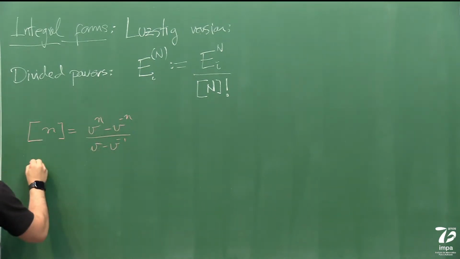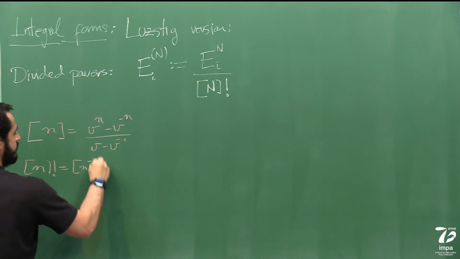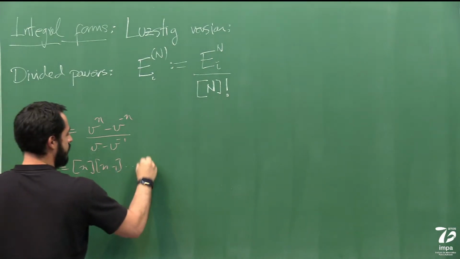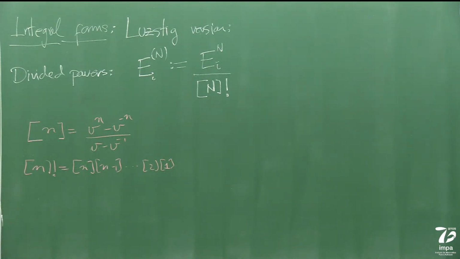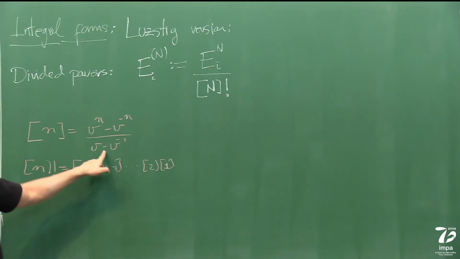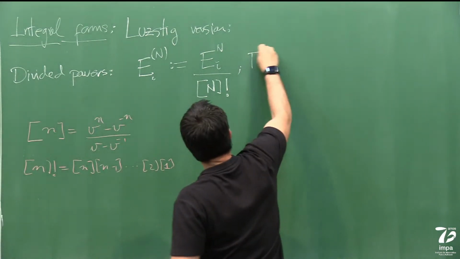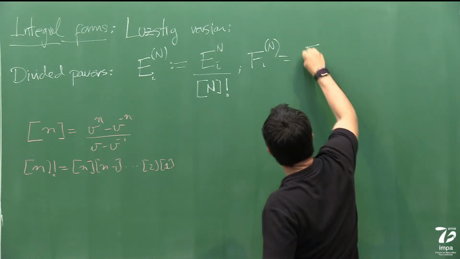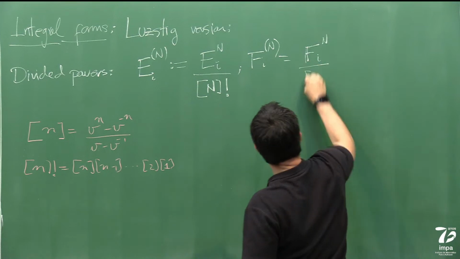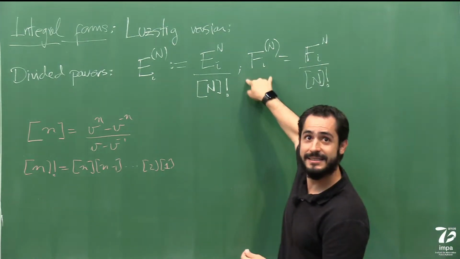And if I put a factorial, it is what you can imagine. This factorial is n times n minus 1, down to 2, 1. We can define binomial coefficients and all the classical numbers, but now with this definition of this variable. The same for the F. You can define this divided power, F_i to the n over n factorial, and in a moment I will show you why I need these guys.